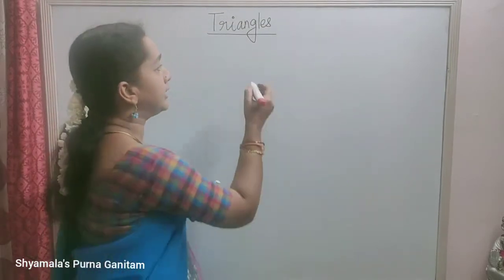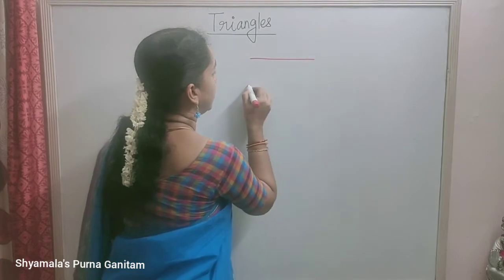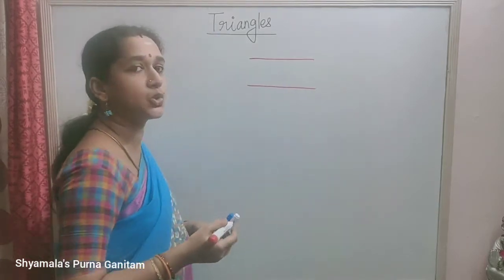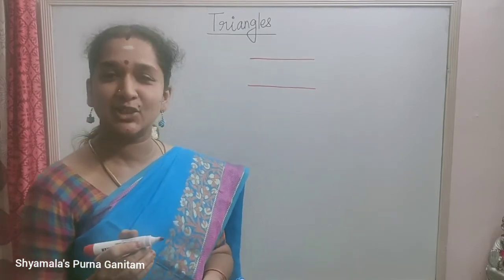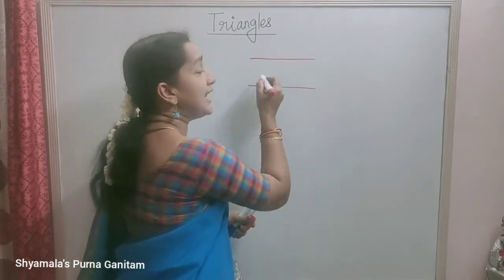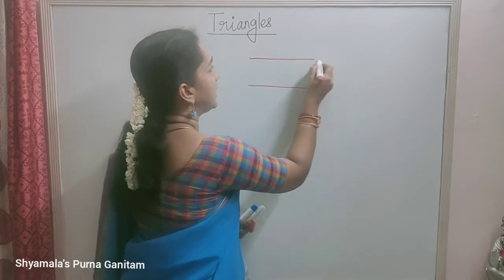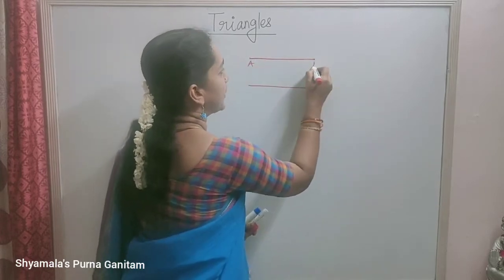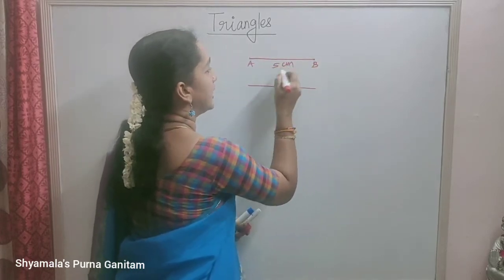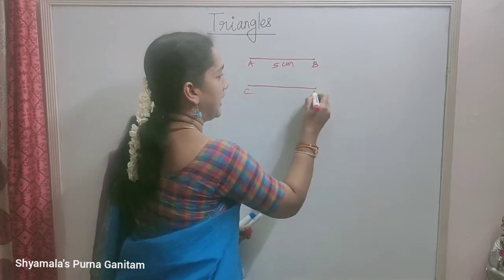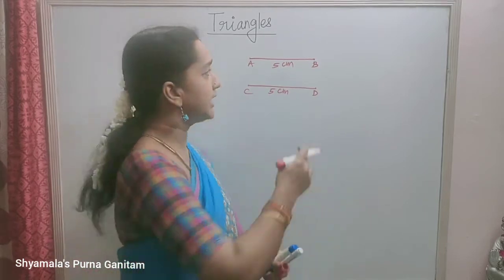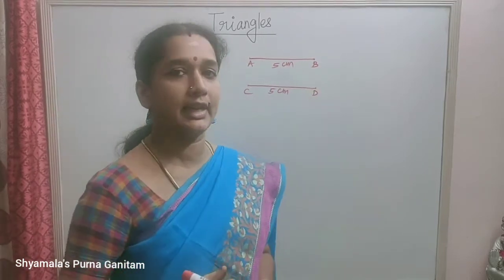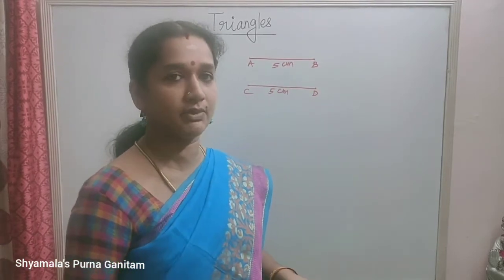When you take in the geometry, when you take two lines, when will you say these two lines are congruent? We'll say that these two lines are congruent when the lengths are same. So if the length of this AB is 5 centimeter and the length of the CD line segment is also 5 centimeter, we'll say that these two are congruent line segments, congruent shapes we will say.